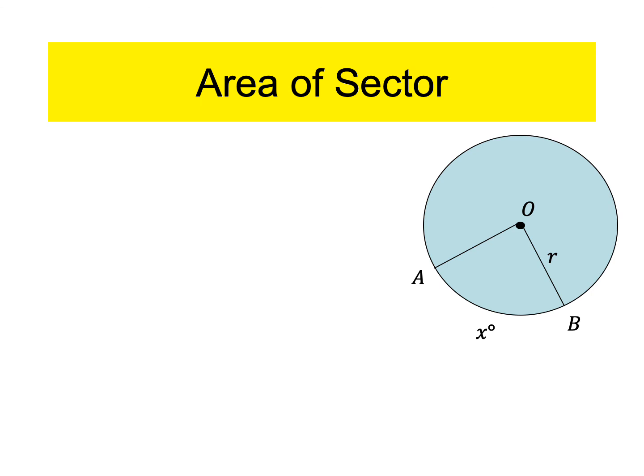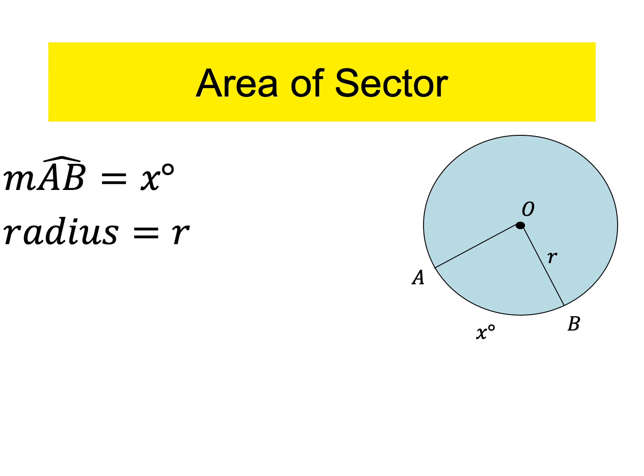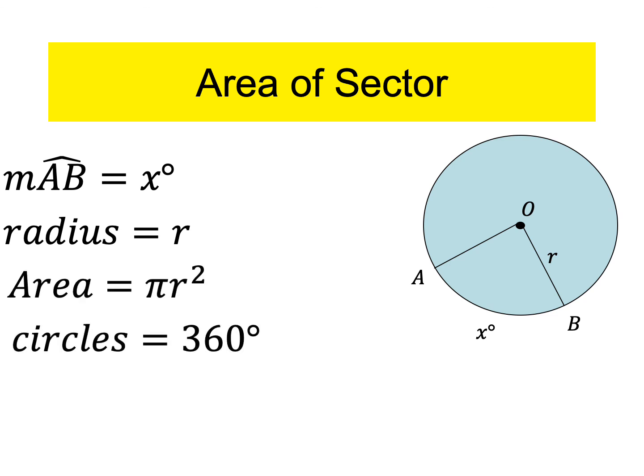So we're going to do it exactly the same as we did for the previous one. We know that the arc measure is x degrees, and we know that the radius here is r. We also know the area of the entire circle is pi r squared, and that there's 360 degrees in a circle. So if we were just doing the sector AB, how much area is there? It would be some percentage of the entire circle. So how do you figure out what percentage it is of the entire circle? Well, it coincides with its degree measurements.